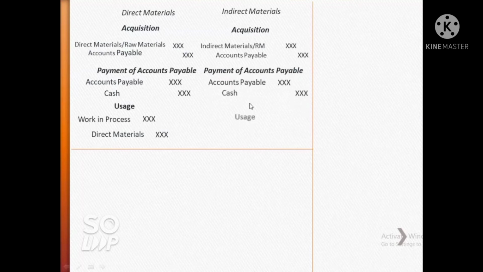On the usage, they are a little bit different because when we use the indirect materials, we need to debit the factory overhead control instead of work in process, and we are going to credit the indirect materials account.